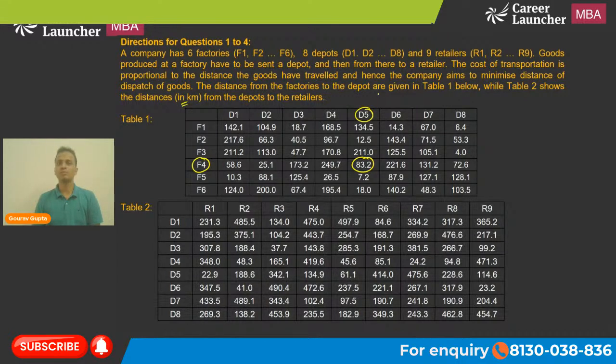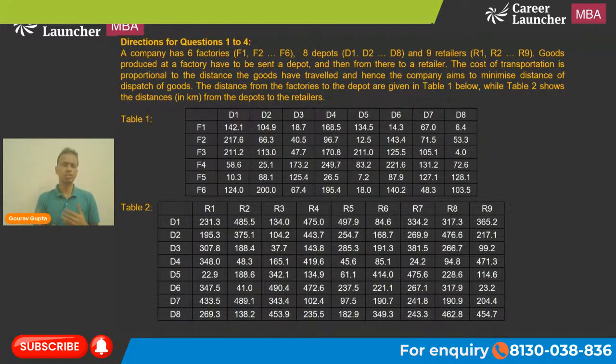A similar thing is given in table number 2, that is the distance between a depot and a retailer. Each of these combinations is given in these two tables. So this is what the entire data is all about. Now, definitely the questions that we'll be looking at will be based on minimizing the cost of travel or maximizing the cost of travel, whatever it is.